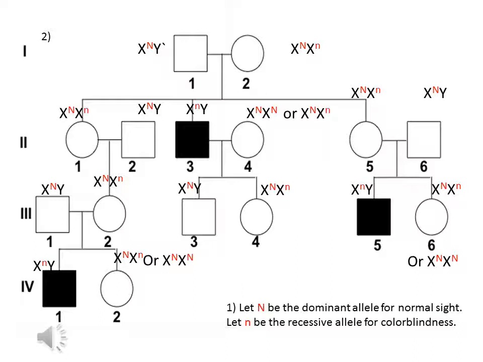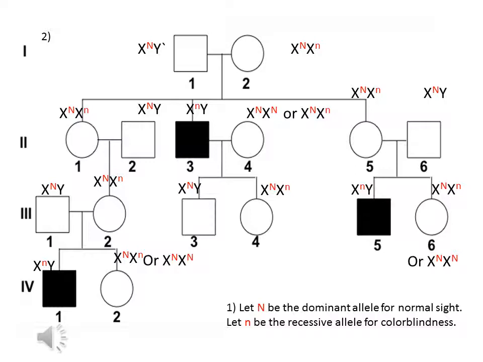Notice boy number 1 in the fourth generation. He is colorblind, X^n Y. By that, we can conclude that the small n has to come from the mother, so the mothers of the third and the second generation both will be heterozygous carriers of the allele for color blindness, X^N X^n.